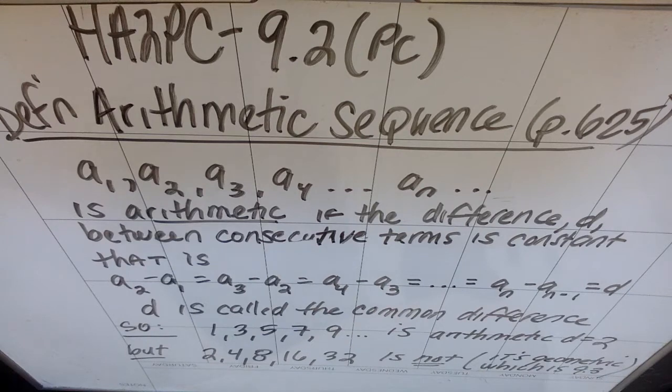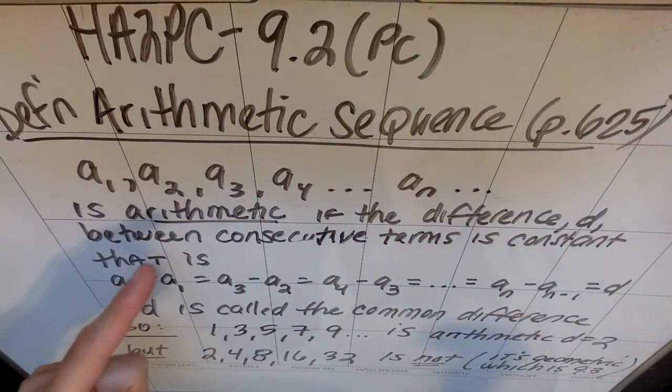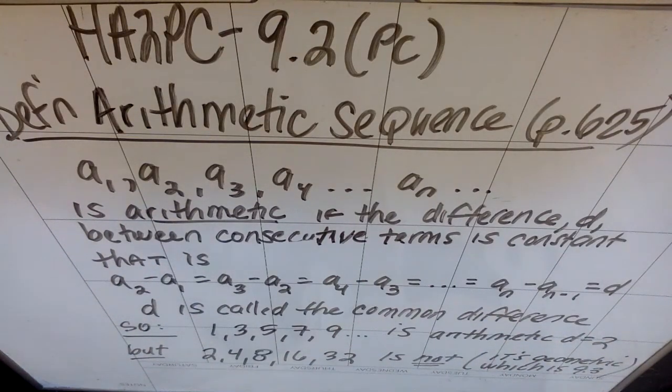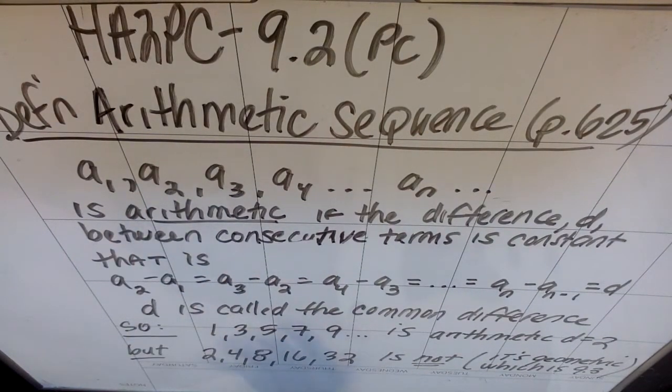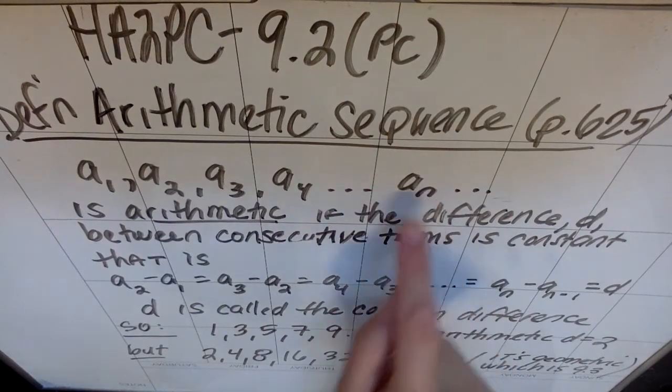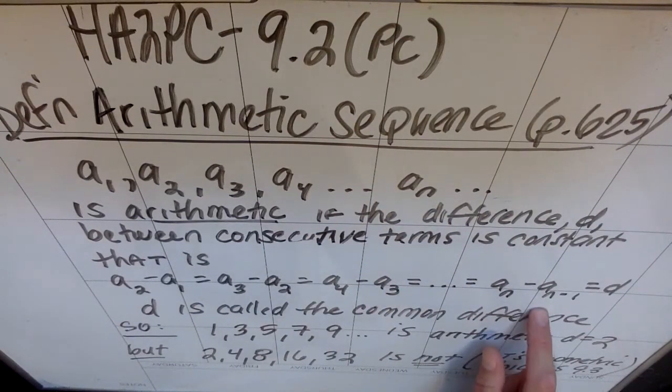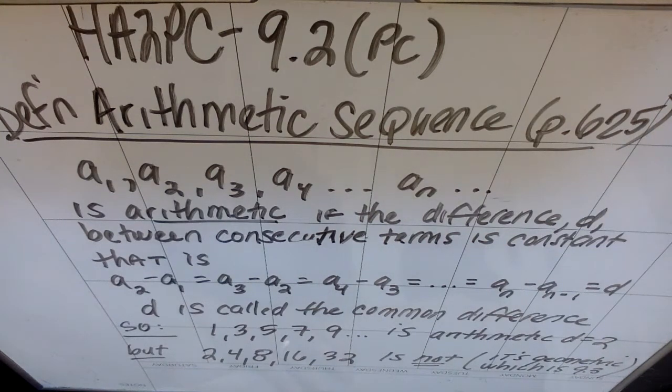It's arithmetic. Okay. So for example, if I have a sequence, a sub 1, a sub 2, a sub 3, a sub 4, all the way up to a sub n, that sequence is arithmetic if the difference, which we're going to call d, between consecutive terms is constant. So if I took a2 minus a1, I'd get a number. If I took a3 minus a2, I'd get the same number, d. If I took a4 minus a3, I'd get the same number. In fact, if I took the nth term minus the term before it, a sub n minus 1, I'd get that same constant d. So d is called the common difference.